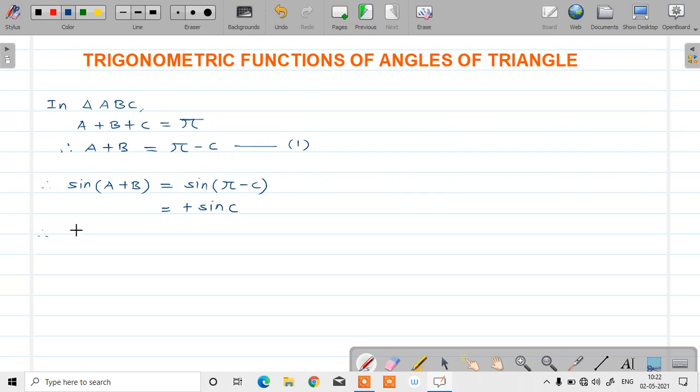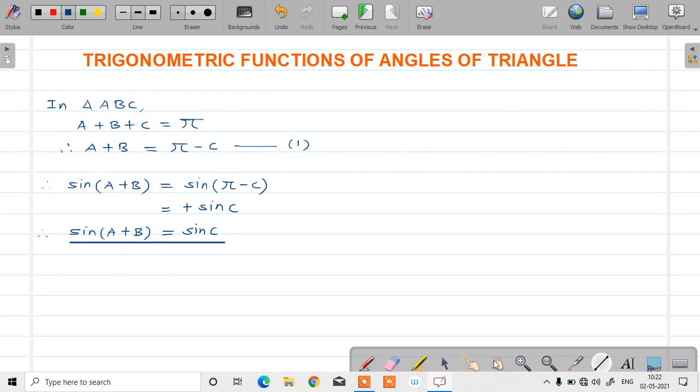And so we can say that we get the formula for a triangle, that is, sin(a plus b) is equal to sin c. This is related to the triangle. Remember, this is the first formula, meaning trigonometric functions of angles of a triangle. In that, the first formula is sin(a plus b) is equal to sin c. You will get sin(b plus c) is equal to sin a, or you will get sin(a plus c) is equal to sin b also.